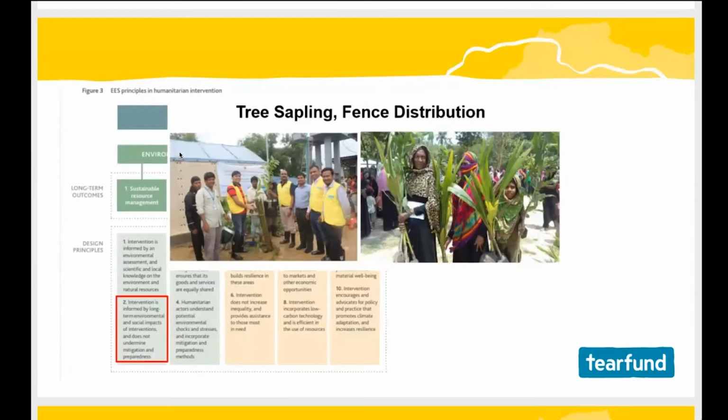Here is one of our main activities to address principle number 2. There is tree sapling and fence distribution. We are doing thousands of tree sapling and fence distributions because, as I just mentioned, 5,000 acres of forest is now refugee camp, so we have to restore those trees which were already lost. So we are giving out many different local species of tree saplings and fences as well, so that those trees can grow for the longer term, and they can provide a long-term good environment, I would say.